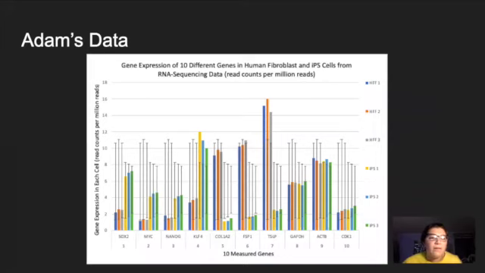Here is a graph of Adam's data that was recorded from his study. The different colors represent the two different types of cells. On the x-axis is each of the measured genes, and on the y-axis is the amount of times that the gene was expressed in each of the different cells. You can see here the different results of how much the gene was expressed in each different cell, especially the ones that had the biggest difference of expression.